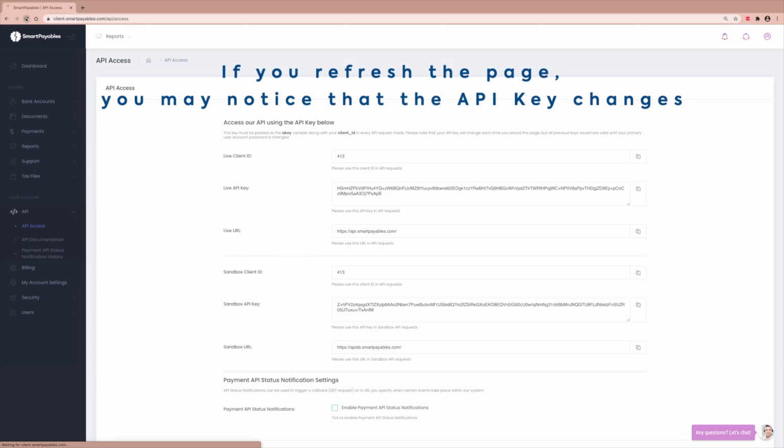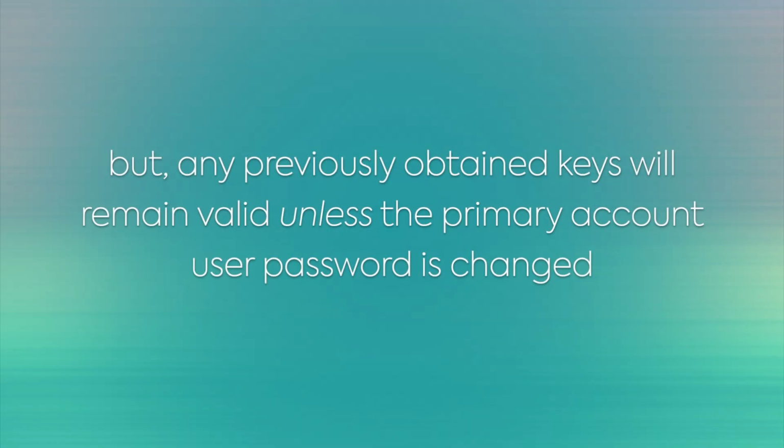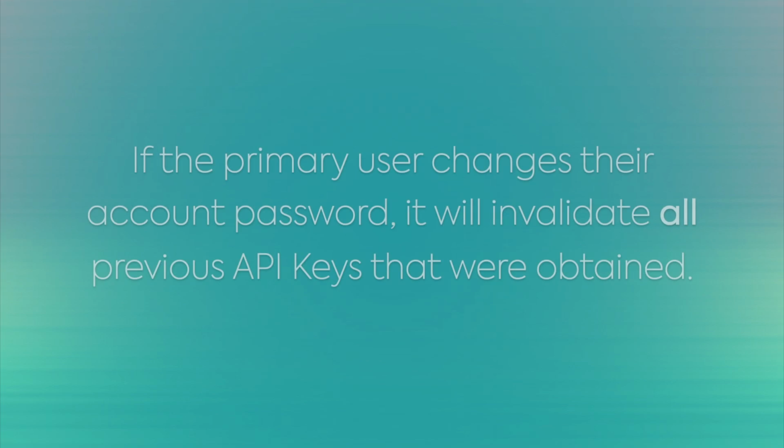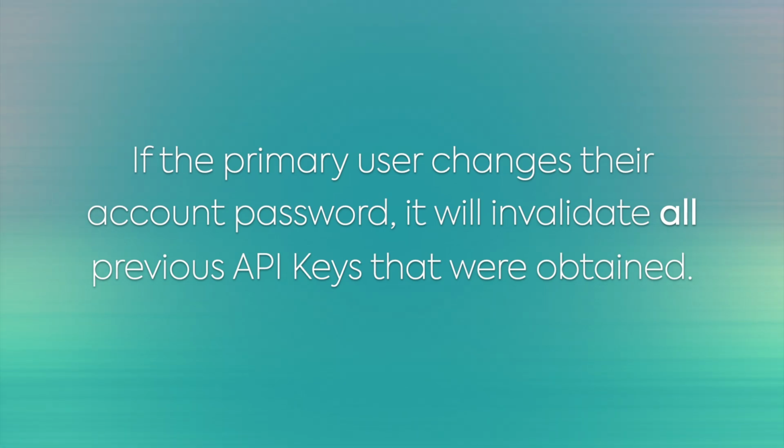If you refresh the page, you may notice that the API key changes, but any previously obtained keys will remain valid unless the primary account user password is changed. If the primary user changes their account password, it will invalidate all previous API keys that were obtained.